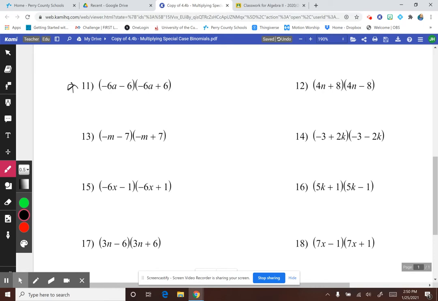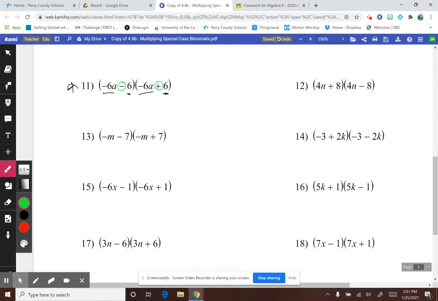So let's look at what happens here. And I want you to notice, just take a look at your terms here. I've got a negative 6a. Here I have a negative 6a. Here I have a 6. And here I have a 6. The only difference in these two binomial terms are these signs right here, okay? One has a negative and one has a positive. So these binomial terms are exactly the same, except one has a negative and one has a positive.